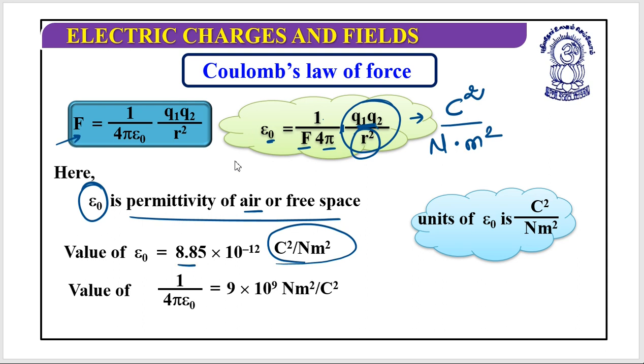Permittivity having a value of 8.85 into 10 to the power minus 12 for air or free space. So if I solve this, 1 upon 4 pi epsilon naught would be 9 into 10 to the power 9. You just remember this, that when I use 1 upon 4 pi epsilon naught, it is 9 into 10 to the power 9. Clear? Any difficulties? It seems clear. Yes, let's move on.